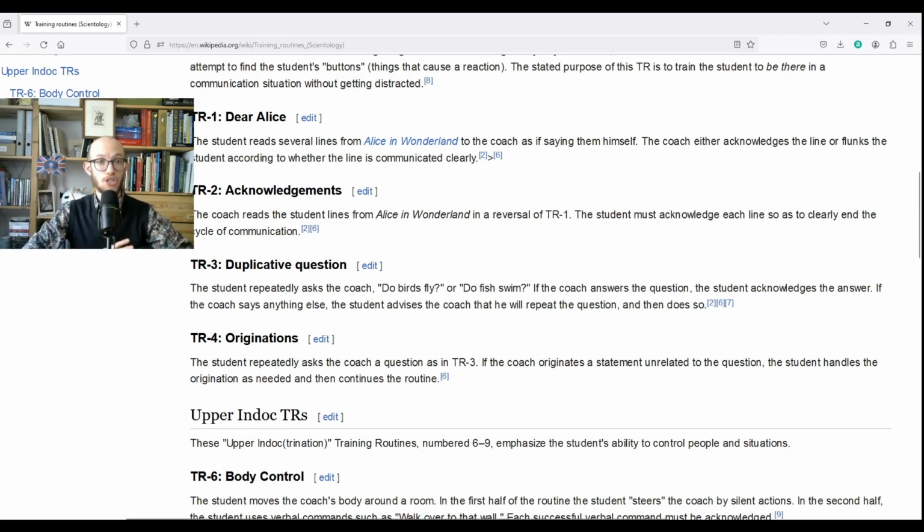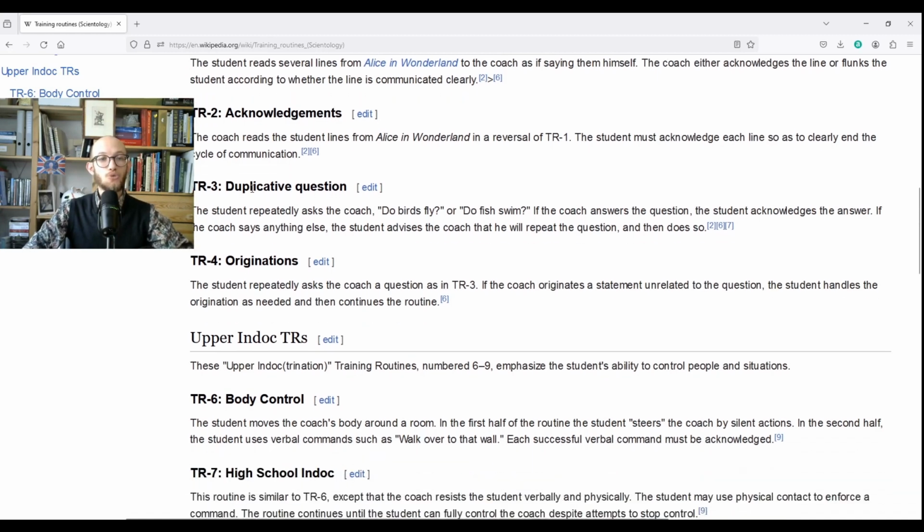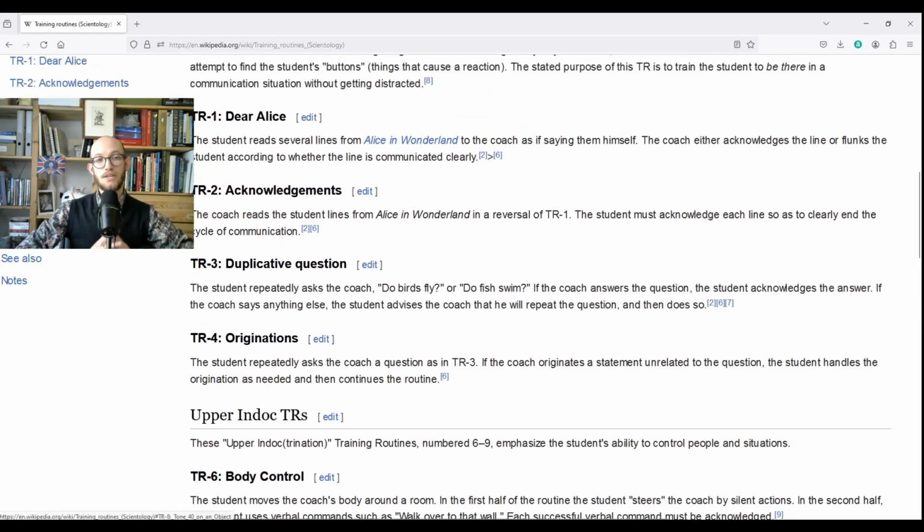All right, acknowledgements. Tier 3, duplicative question. The student repeatedly asks the question, do birds fly, or do fish swim? If the coach answers the question, the student acknowledges the answer. If the coach says anything else, the student advises the coach that he will repeat the question and then does so. So this is one of those wonderful drills where you keep on saying exactly the same thing.